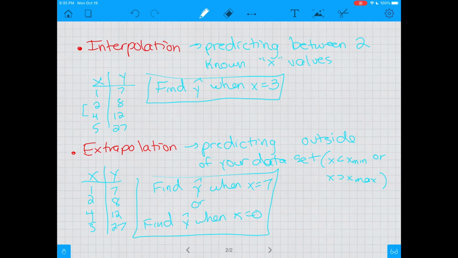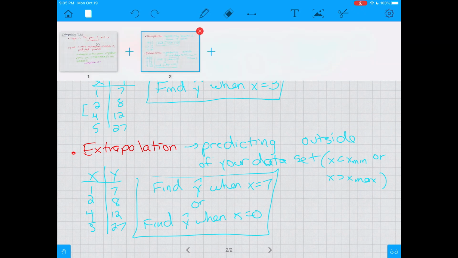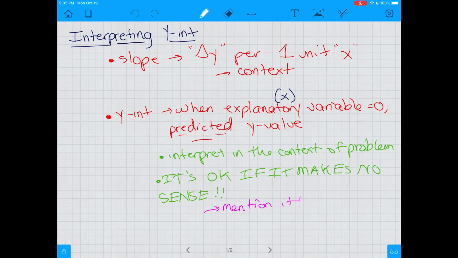I've seen a few multiple choice questions where they ask you to classify a prediction as interpolation or extrapolation. I've seen it on a free response question where they ask you to find a predicted y value and then explain, is this an example of interpolation or an example of extrapolation? So, I hope this makes sense, right? If you have any questions, please either write them down on what I'm going to have you submit or save them so we can talk about them on Wednesday.